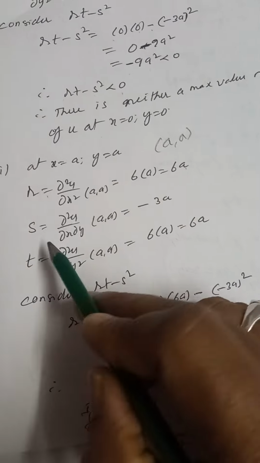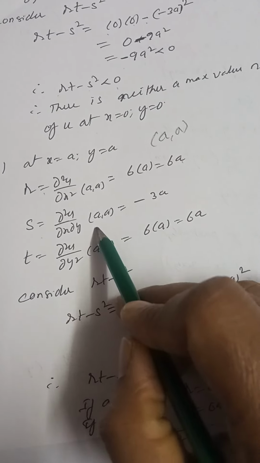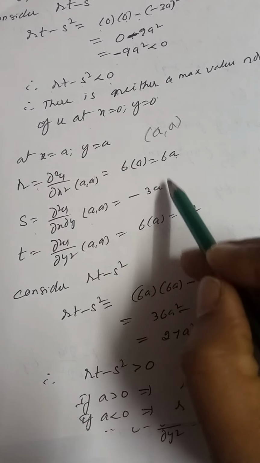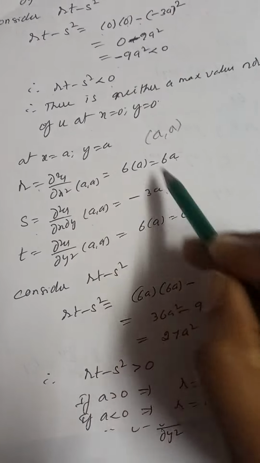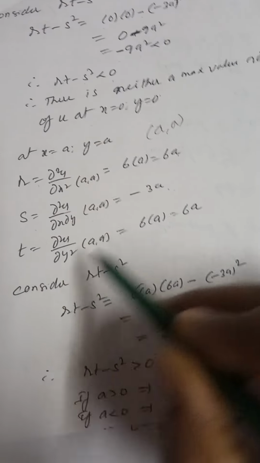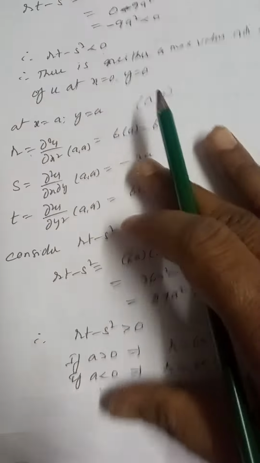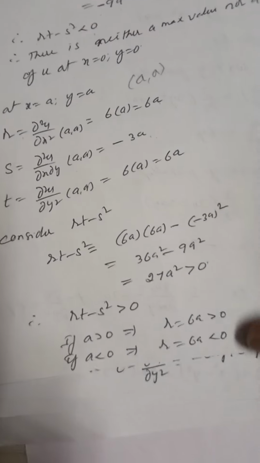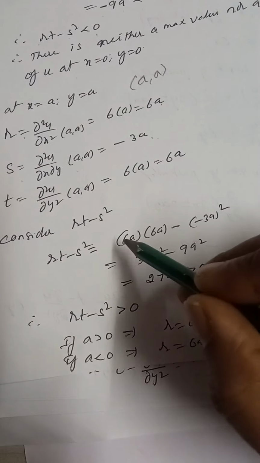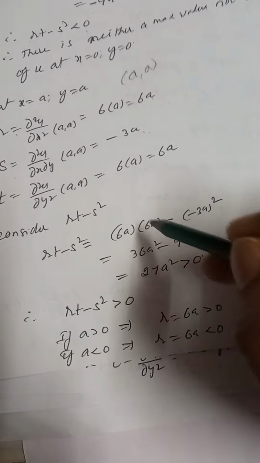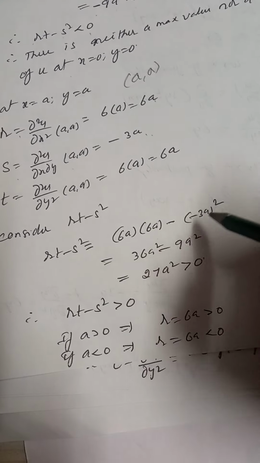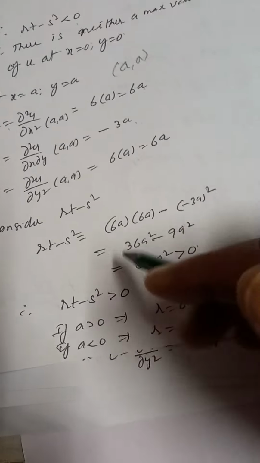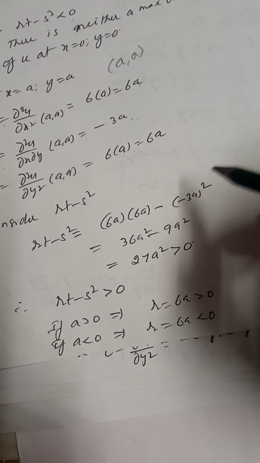I got 6a. The S value at the point (a, a) is minus 3a only, because there is no x, there is no y in this one, right? Now t is equal to 6a. Again consider rt minus s square. Rt minus s square is equal to r, whose value is 6a, into t, which is 6a, minus 3a whole square: 36a square minus 9a square.